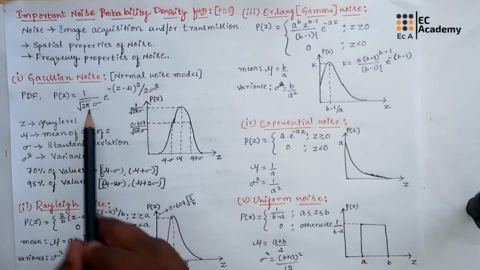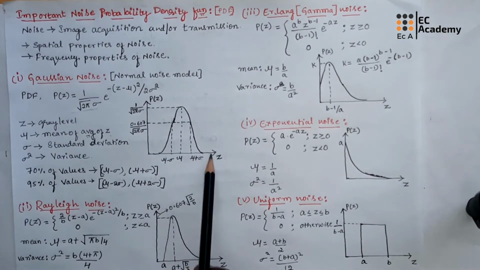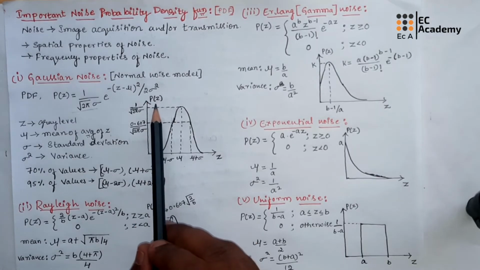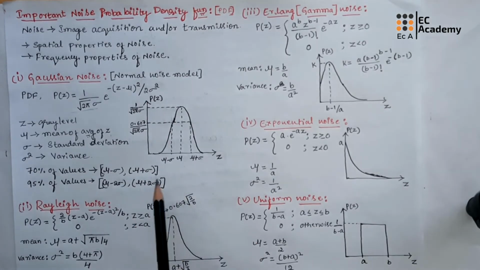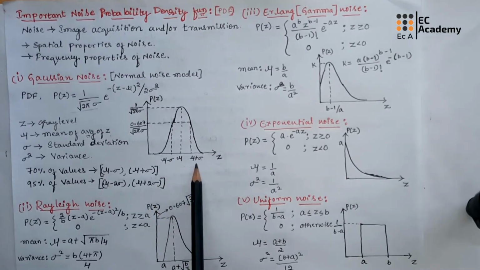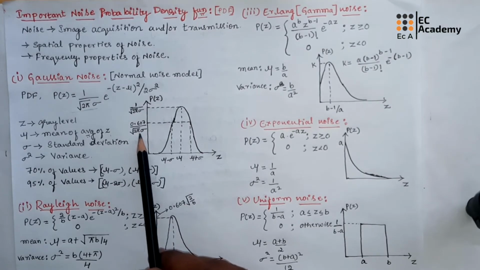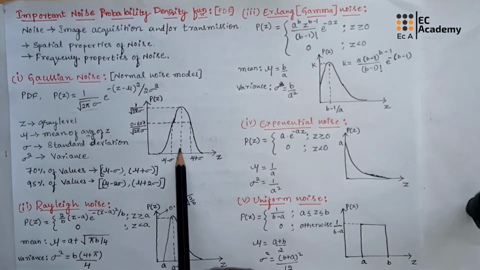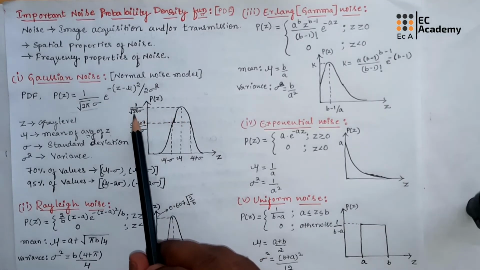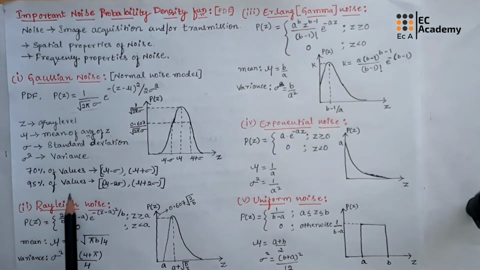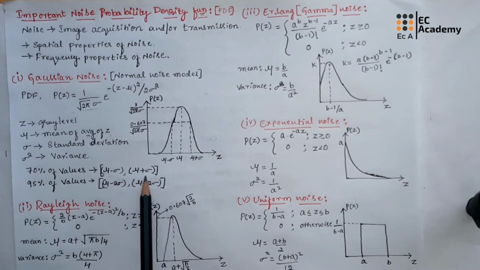The plot of this function is shown here, where the x axis is the gray level value of an image and the y axis is the probability density function P of z. The value corresponding to mu minus sigma and mu plus sigma is 0.607 divided by square root of 2 pi into sigma, and the value corresponding to mu is 1 divided by square root of 2 pi into sigma. The 70% of values will be in the range of mu minus sigma and mu plus sigma.